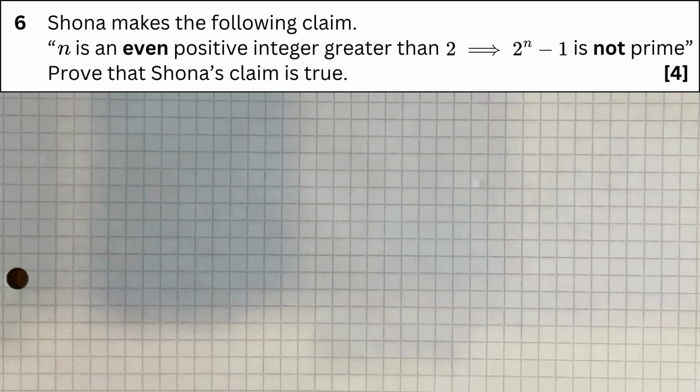Schoner makes the claim that if n is an even positive integer greater than 2, this implies that 2 to the power of n minus 1 is not prime, and we get to prove this for 4 marks.